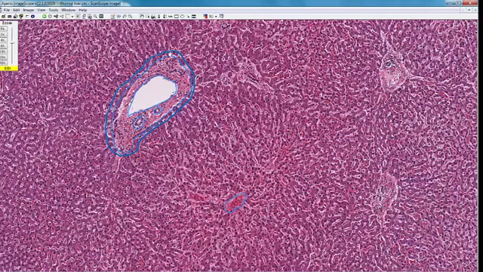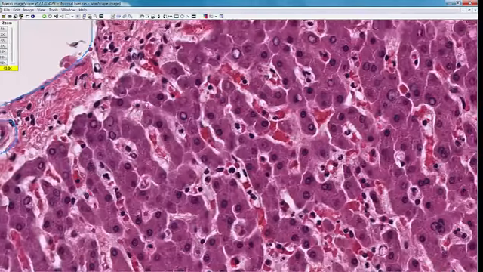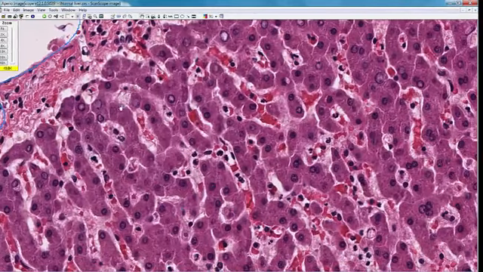Let's take a closer look at the hepatocytes and sinusoids. Here you can see there are rows of hepatocytes. I'm going over one row with my little hand. Here's another row, and here is another row. I am outlining one hepatocyte with my pen. And now I'm outlining another hepatocyte with my pen. And now I'm going to outline a sinusoid with my pen.